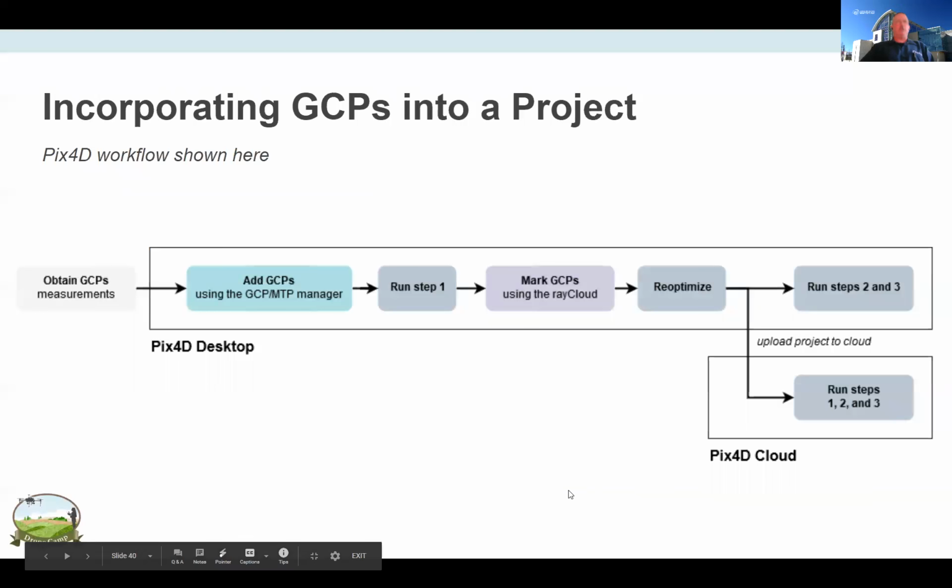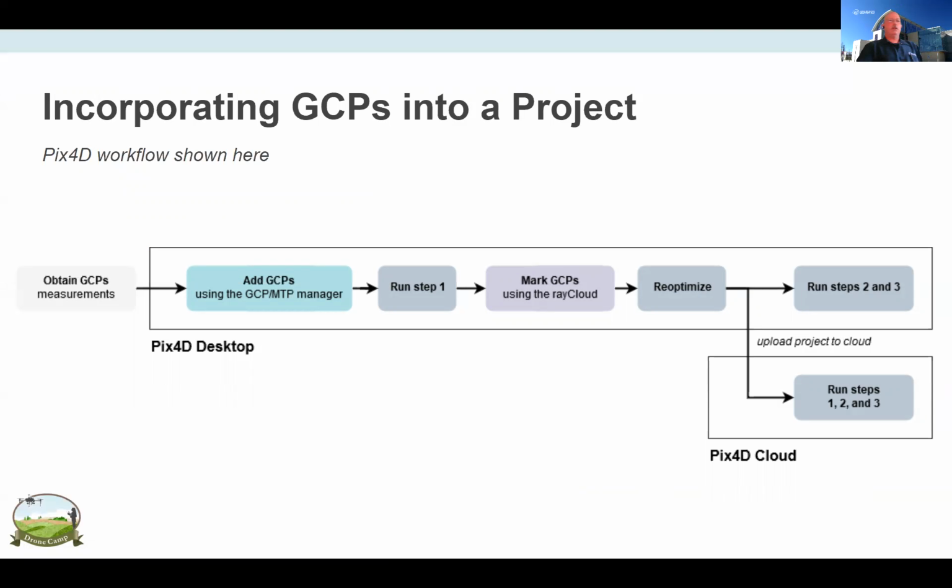So you put your GCPs out, you do your flight, you come home, you got your images, and you've got your GPS data logger or your post-processed file that has your table of ground control point positions. How do you use them?